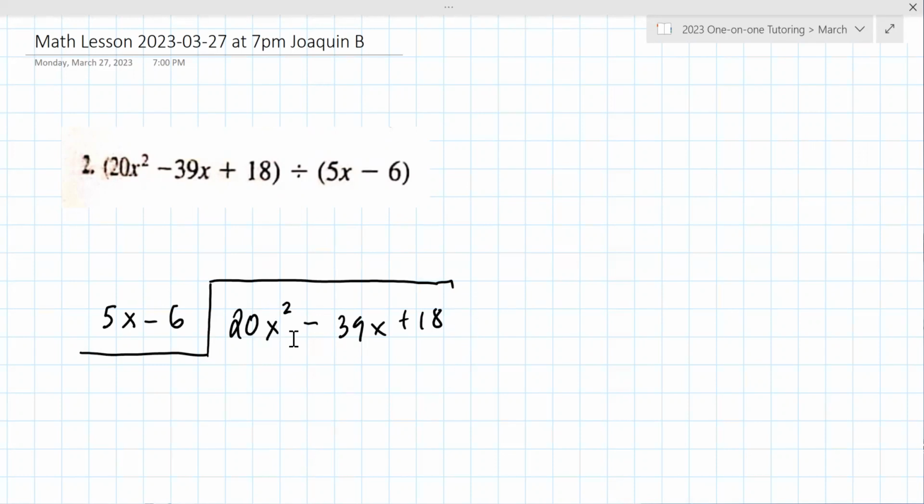If you use those words around people, they'll think you're really a math guy if you use dividend and quotient, remainder, and divisor.